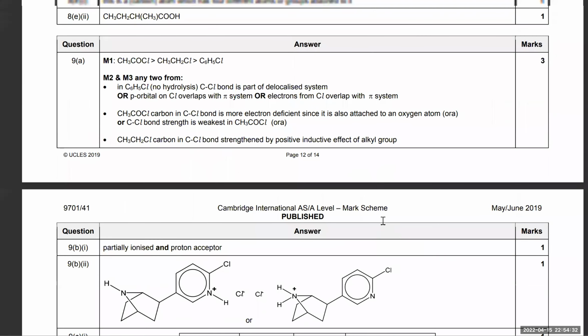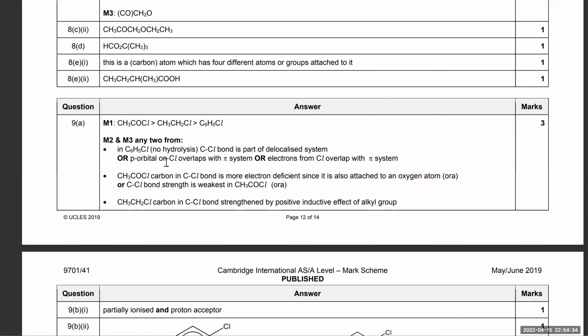The first part. I see over here, even the p orbital on Cl overlaps with the pi system. So the lone pair on Cl overlaps with the pi electron cloud of benzene. Or electrons from Cl, so we did write that, and we said that the CCl, so no hydrolysis, and they just said this one. The other one, so 1 mark was for this one, so we didn't write the order, but I did tell you the order.